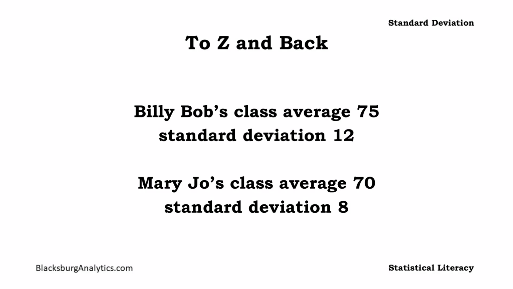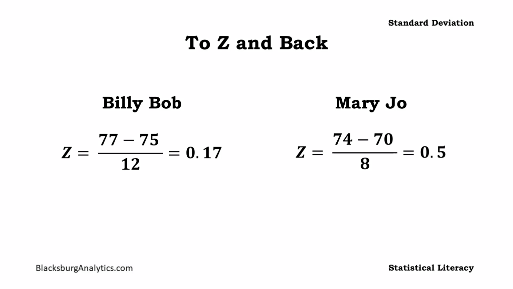The class average for Billy Bob's class is 75, and the standard deviation is 12. Mary Jo's class average is 70 with standard deviation 8. Billy Bob's standardized score is 77 minus 75, divided by 12, which is equal to 0.17. Billy Bob did just a little better than average. His grade for the test was 0.1 standard deviations above his class average.